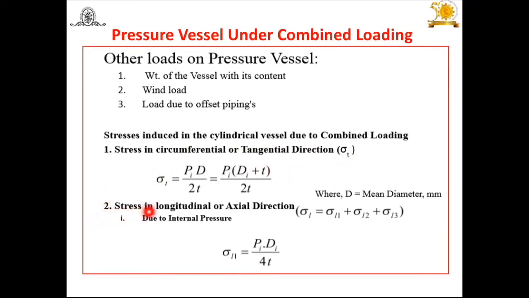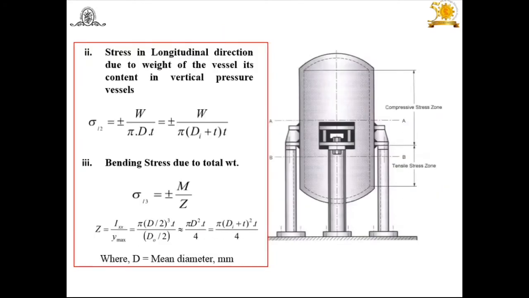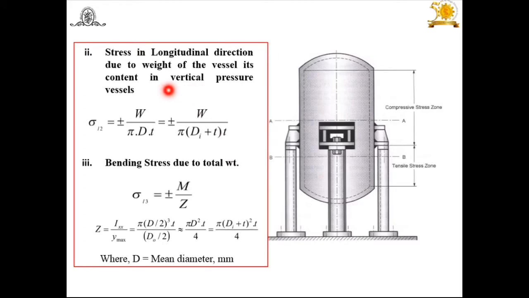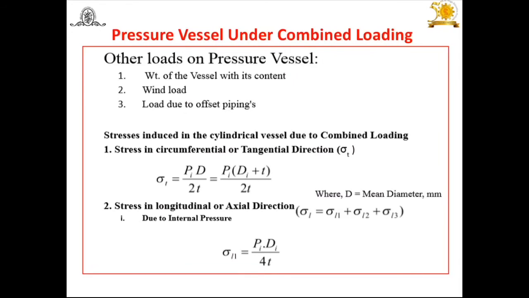Then, second, the stress in the longitudinal or axial direction. While finding it, you will find this longitudinal stress is partly due to internal pressure, and again this longitudinal stress is due to the weight of the vessel and its contents, and because of the bending stress due to the total weight. That means we have to take care of this. While calculating longitudinal stress, we will get three magnitudes: sigma L1, sigma L2 and sigma L3. Sigma L1 is because of the internal pressure, sigma L2 because of the weight and its contents, and sigma L3 because of bending stress due to total weight. We have to find sigma L1, sigma L2 and sigma L3 to get the value of longitudinal stress sigma L.